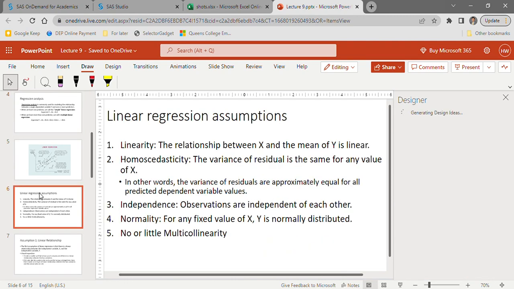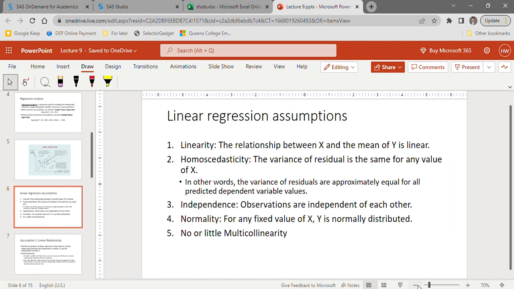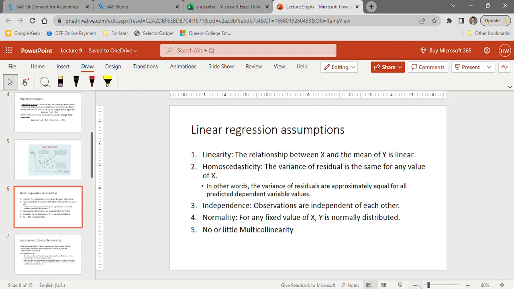Great. So let's go over the assumptions. Linear regression has assumptions just like all of the other statistical tests and statistical methods that we perform. Okay? So first things first, the first one is linearity. The relationship between x and the mean of y is linear. Number two, I always have trouble pronouncing this, so bear with me, but homoscedasticity, I think I did well there.